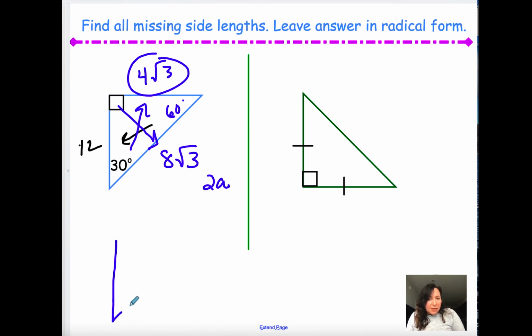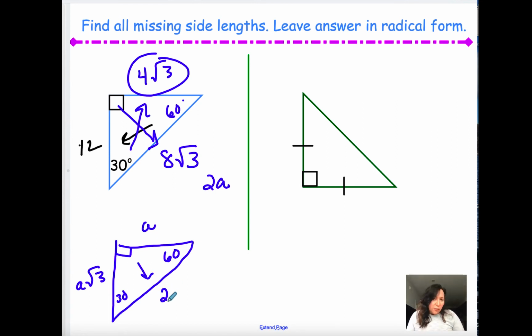Basically, let me just redraw this triangle real quick. Opposite the 30 is your a value. Opposite the 60 is a root 3 value. And opposite the 90 is twice a. So sometimes if you know that this is 20 and this is 10, you automatically know that this is a right triangle because that's half of that. So that means that's 90. That must be opposite my 30, right? And therefore that would be 10 root 3.